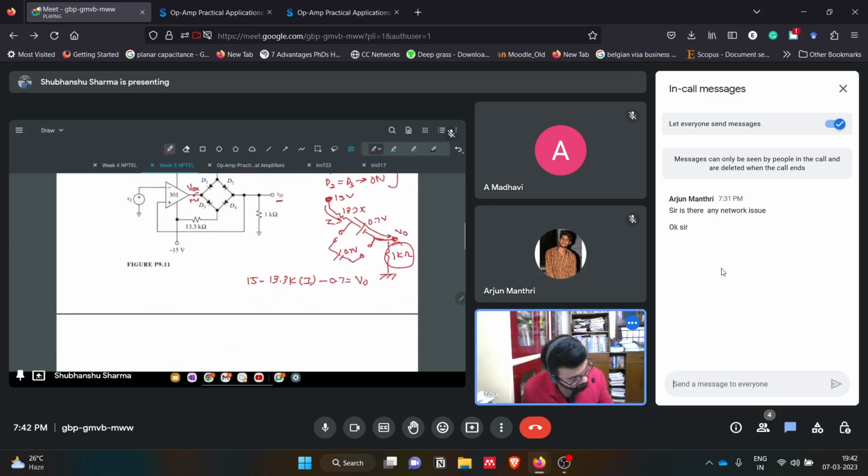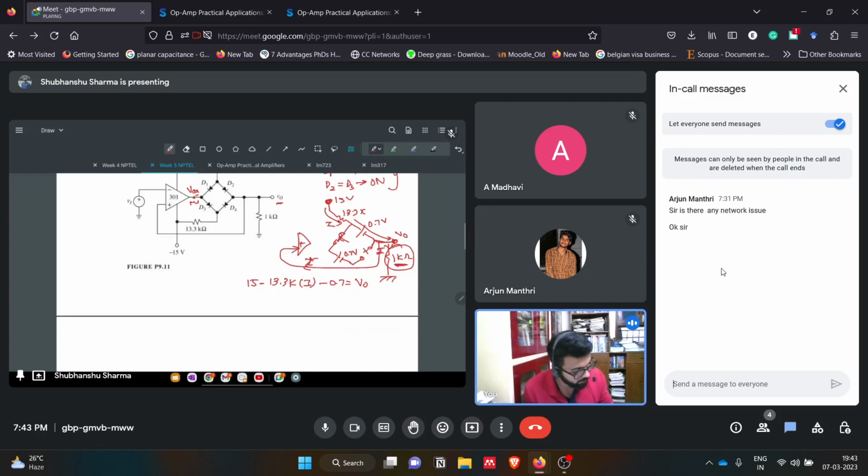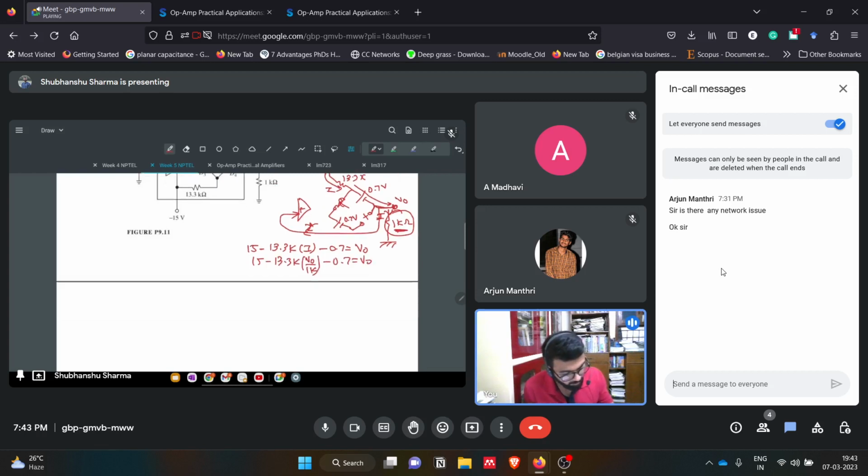Fine, because the current cannot enter these two stages, and one path goes into the positive terminal of the op amp. Here also the current cannot enter. So all the current will go through the 1 kilo ohm resistor. Okay, so 15 minus 13.3 k times V naught by 1k minus 0.7 equals V naught. When you solve, you will get V naught as 1 volt here.